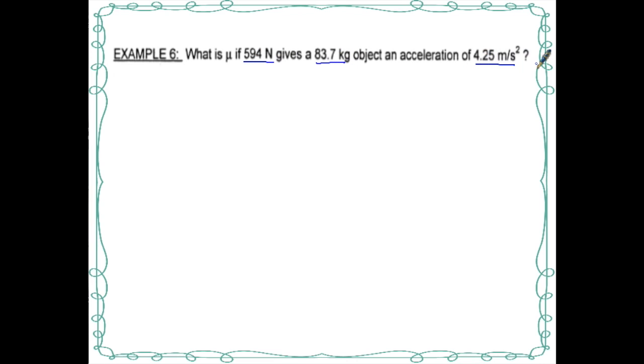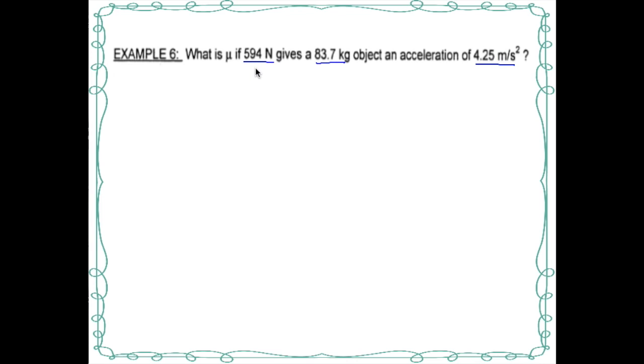Let's identify all the numbers. What is the coefficient of friction if 594 newtons gives this 83.7 kilogram object an acceleration of 4.25? This force gives the acceleration. Is that the weight? No, because they give me a mass here. They can't give me the weight and mass. That doesn't work out. This is not 9.8 times that. So that's one reason I know for sure that's not it.